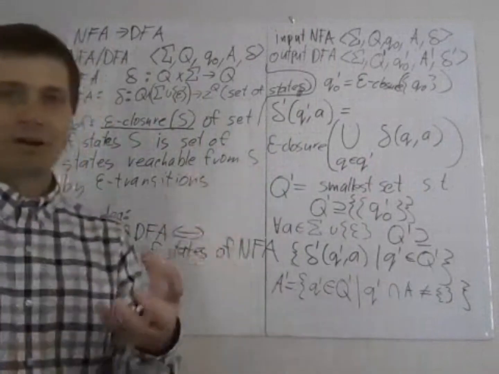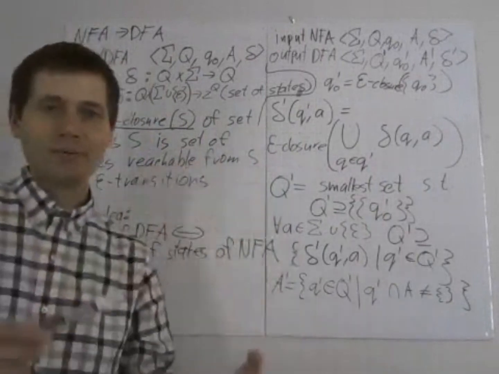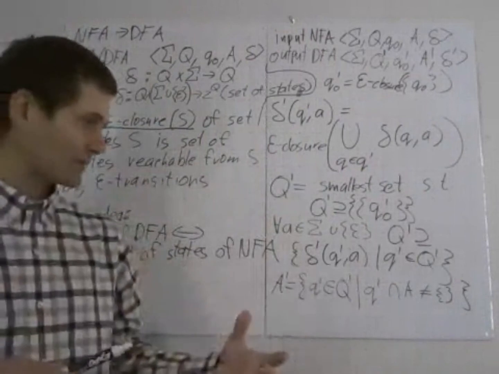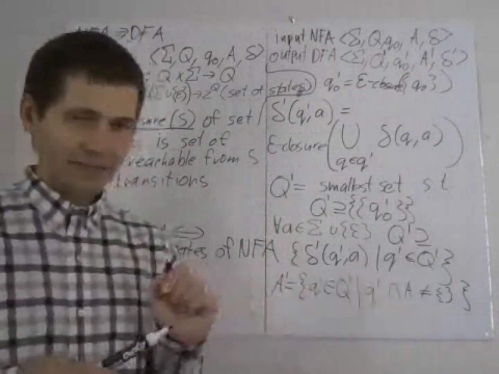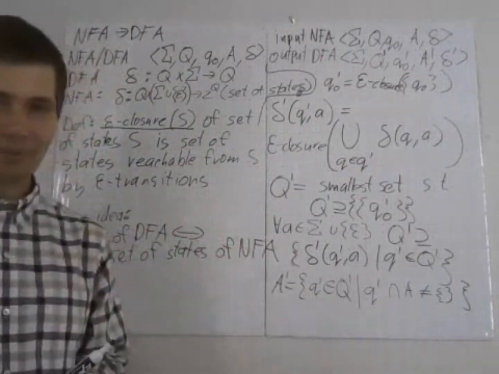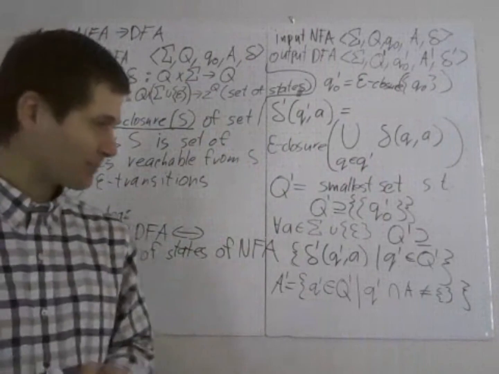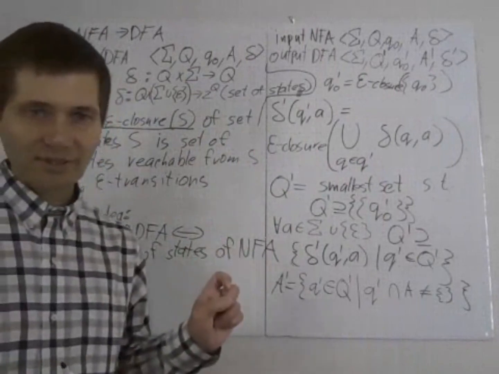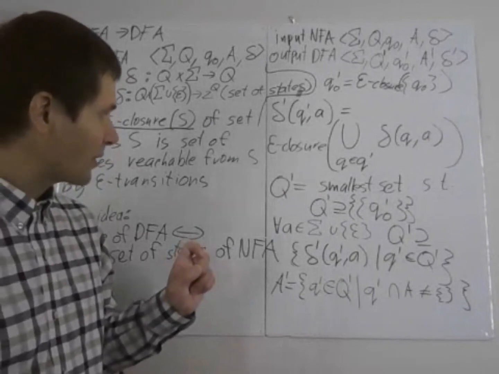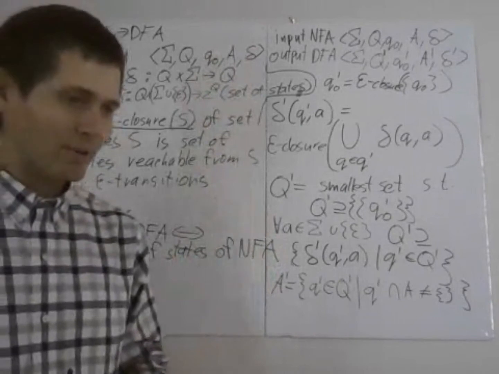I'm just taking all the states in the DFA, which are sets of states of the NFA, such that at least one of the states of the NFA is an accepting state, and that's the way that acceptance is defined for NFAs in the first place. Okay, so hopefully this one is not confusing. If there are any questions, do ask.